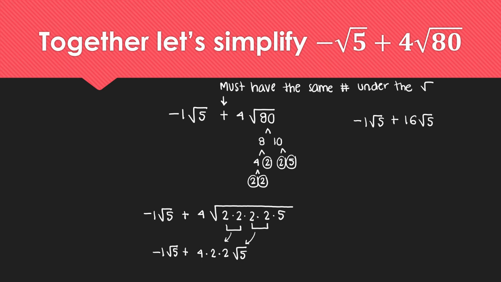So now that they have the same number under the square root, I once again get to add the numbers in the front, so negative 1 plus 16. That's going to give me a positive 15, and I get to keep that square root of 5 as it is. And there is my answer.